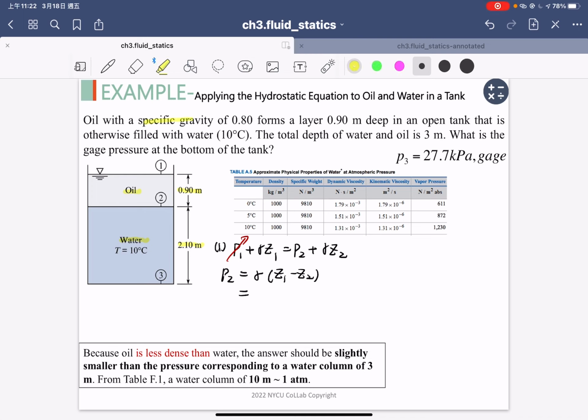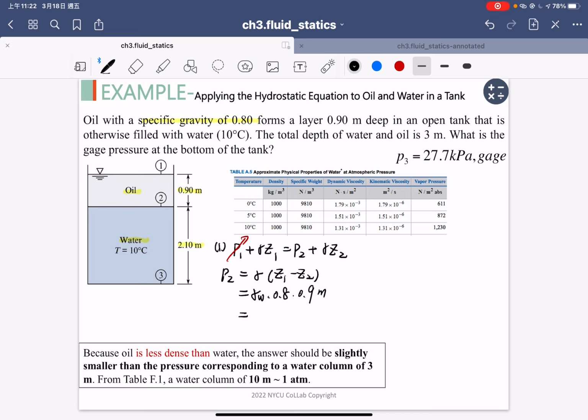The SG number of the oil is 0.8. So we know that the gamma for the oil is gamma water multiplied by 0.8, because this is for the oil SG number, and the Z difference is 0.9 meters.